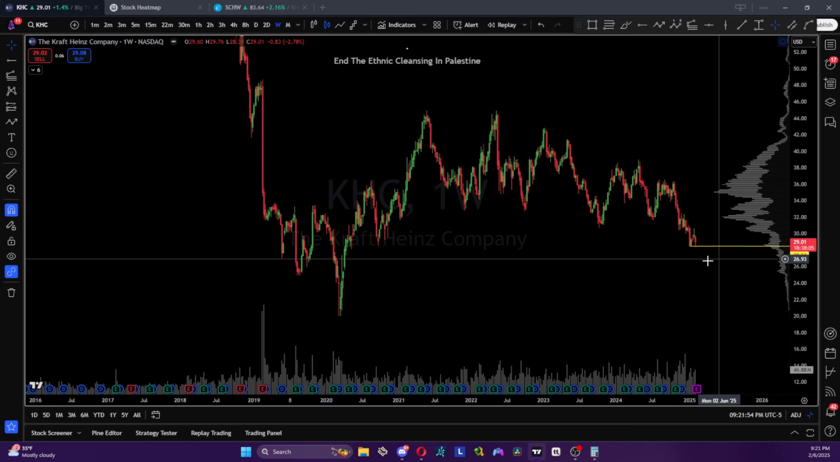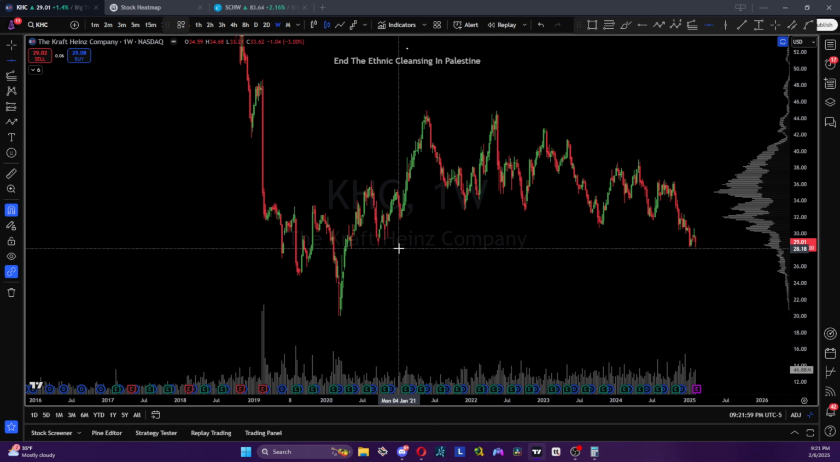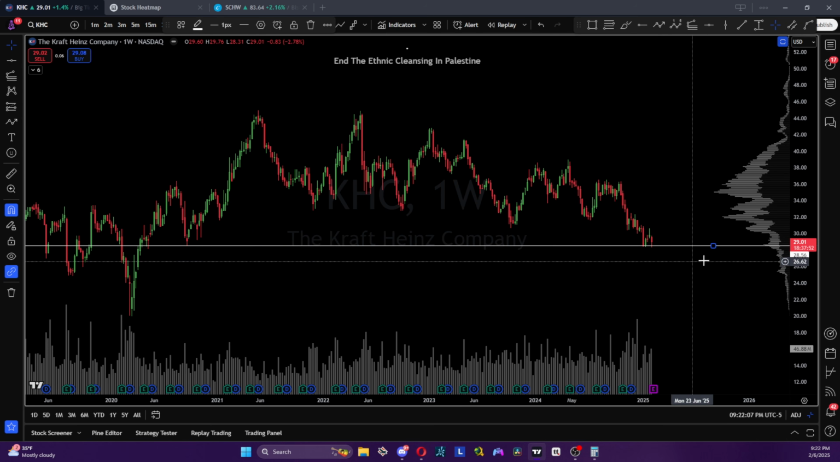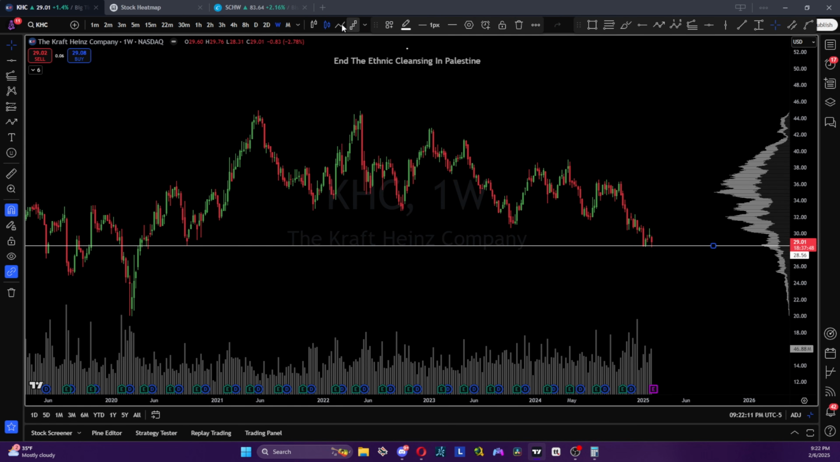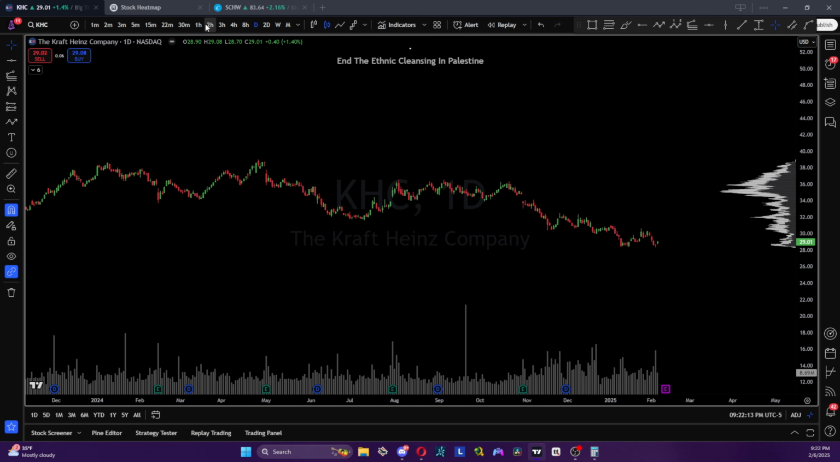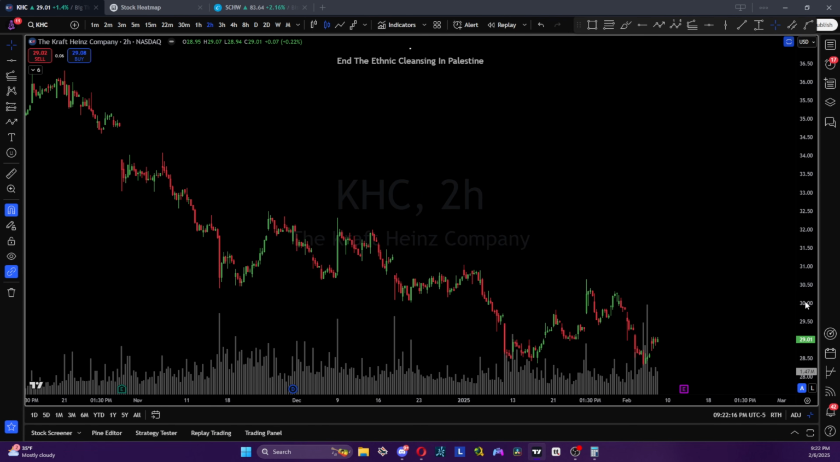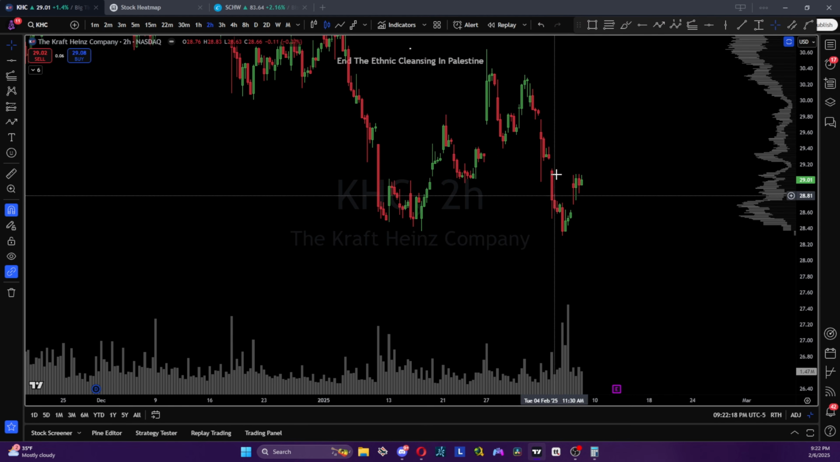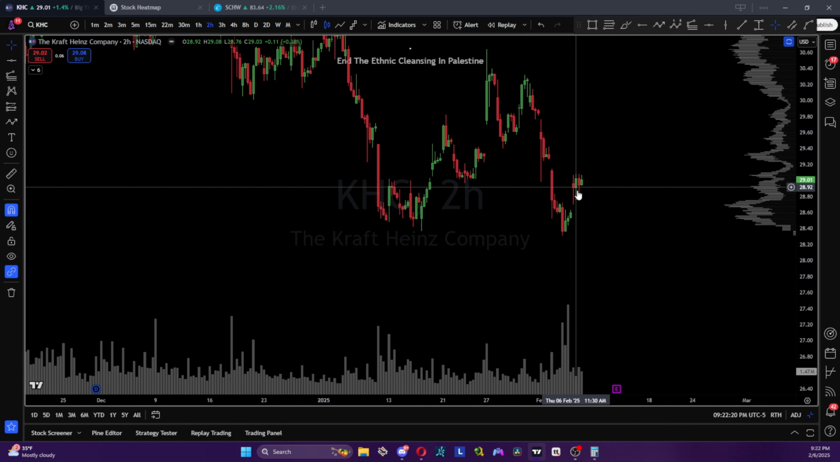You can see that this level over here actually draws back all the way to around September 2020, so it's a pretty old level. If we go back to daily, you see a possible double bottom. Let's go to the 2 hour. Right now, it's not the most bullish candles, so maybe you might want to wait for confirmation.